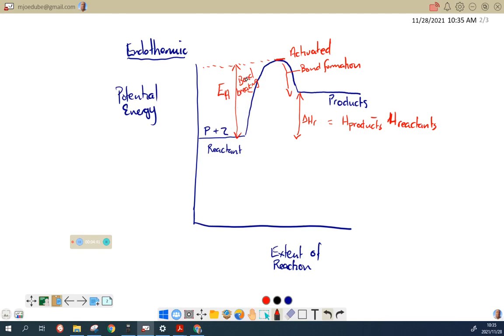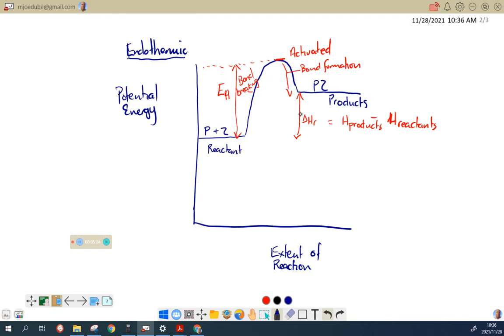Which bonds are being broken? The bonds between P particles and also between Z particles. Which bonds are being formed? The bonds for the new product PZ that forms when P and Z have reacted. It's important that you realize that there is bond breaking and bond formation, and that these two are opposite in nature in terms of the absorption or release of energy.